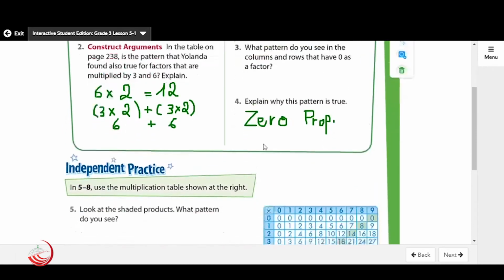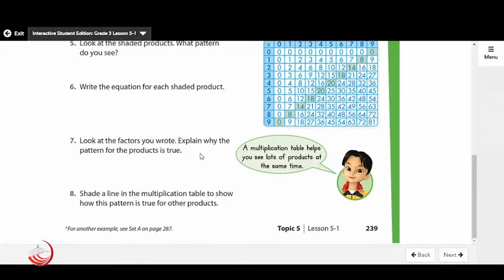Alright, now number 7. Look at the factors you wrote. Explain why the pattern for the products is true. Because changing the order of the factors, as we said, doesn't change the product.